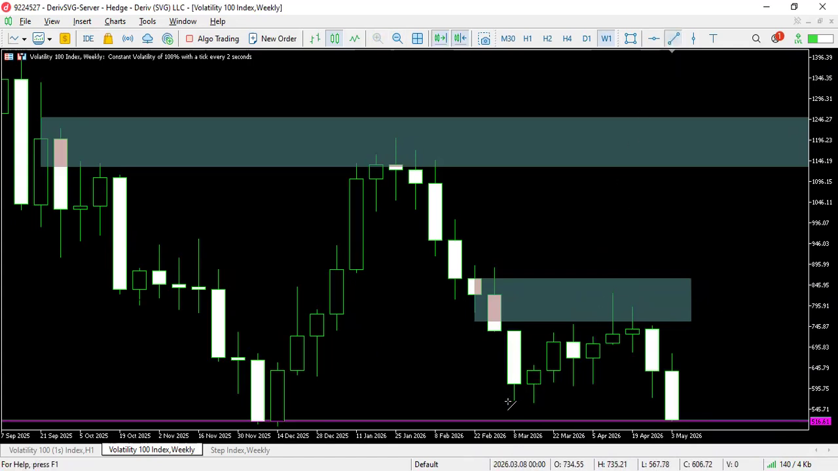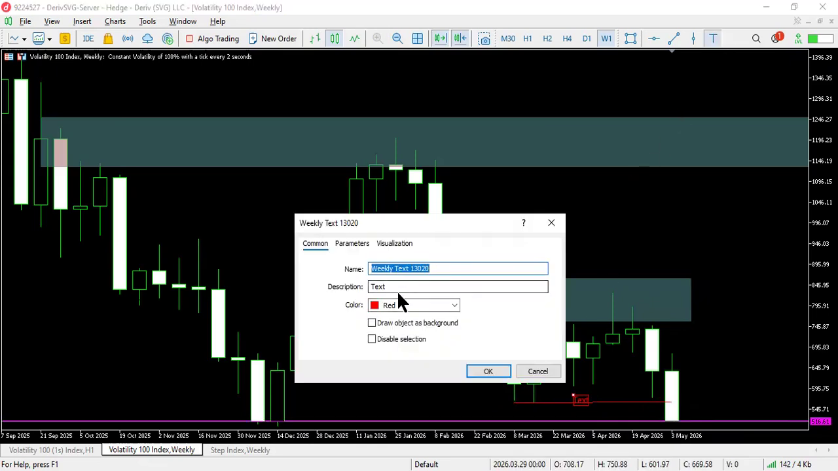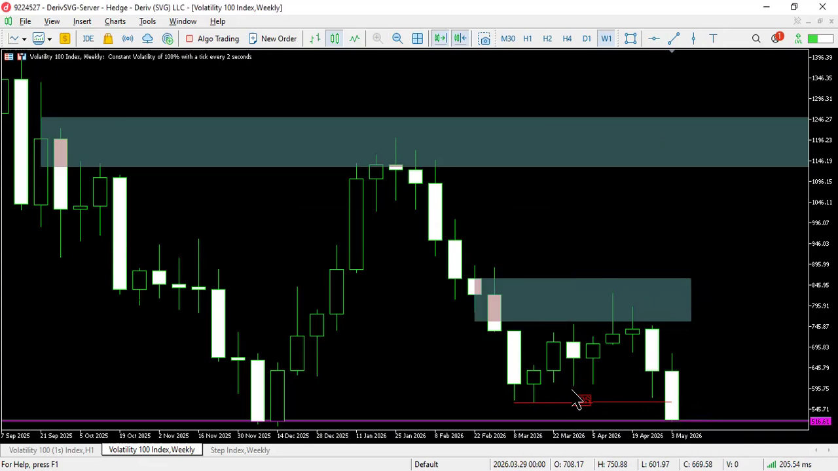Therefore, we're going ahead and mark our latest break of structure, our most recent break of structure. We can see price just cleared this low. So this is going to be our most recent break of structure to the downside. So we have a break of structure right there. And then the other block which caused this break of structure from the weekly time frame, it is this other block.